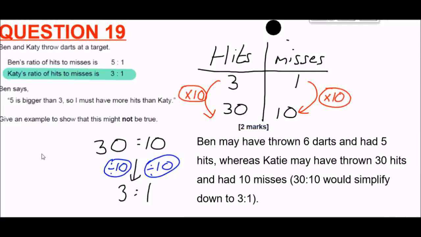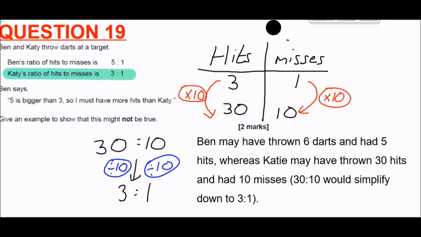So Ben may have only thrown 6 darts and had 5 hits, whereas Katie could have thrown 40 times in total, had 30 hits and 10 misses. So 30 hits is more than 5 hits, obviously. So any example along those lines. We could even say that Katie threw 4 million darts. Maybe Katie's very, very bored and got a lot of time on her hands. Maybe she threw 3 million which were hits and 1 million which were misses. So it's about just thinking the other way. Rather than simplifying down a ratio, you can also multiply it upwards too.